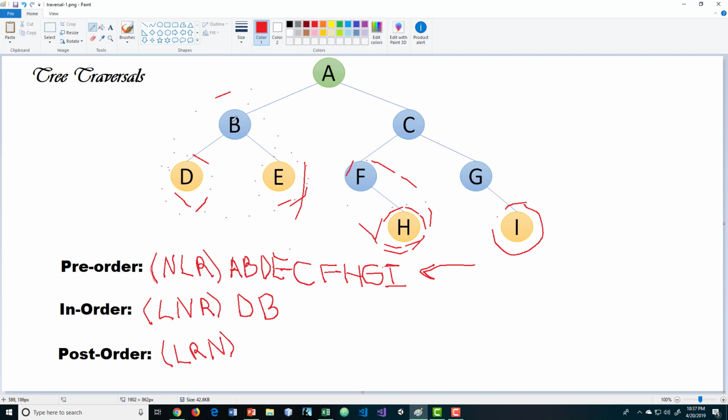And then what we do is we say, hey B, have you visited your right? And it says no, so we go over here. Hey E, have you visited your left? Don't have a left. What about yourself? Nope, not yet, so we better do that. Okay, so we visited ourselves. What about your right? Don't have a right.